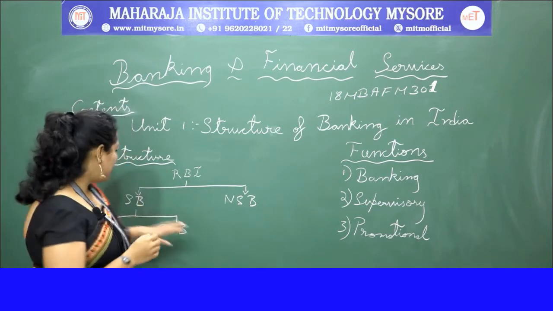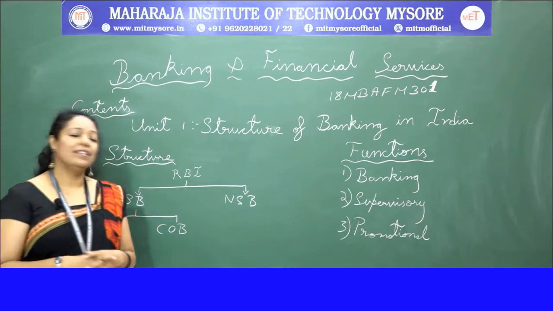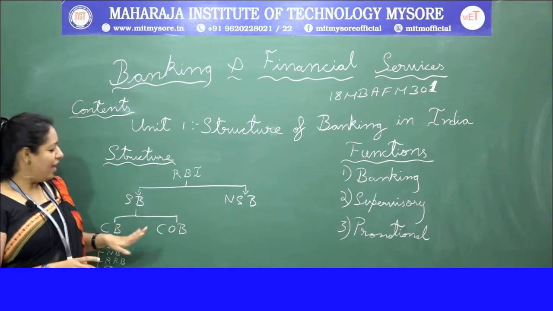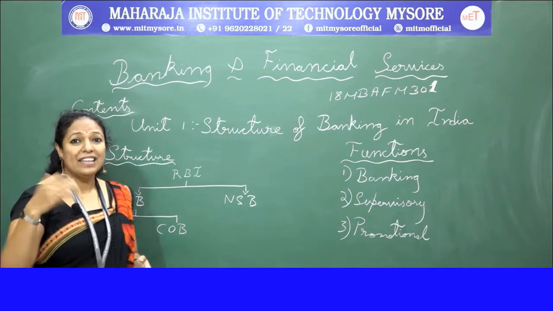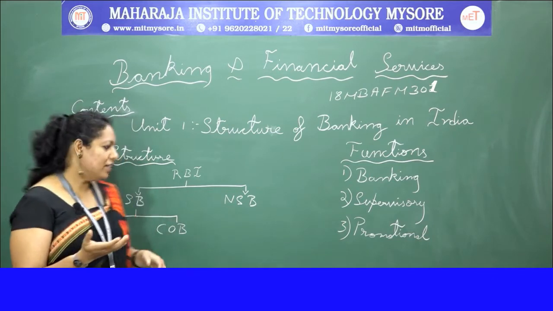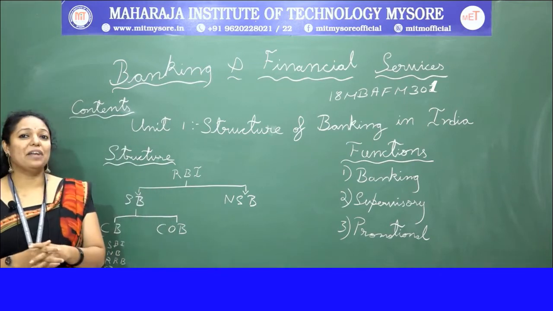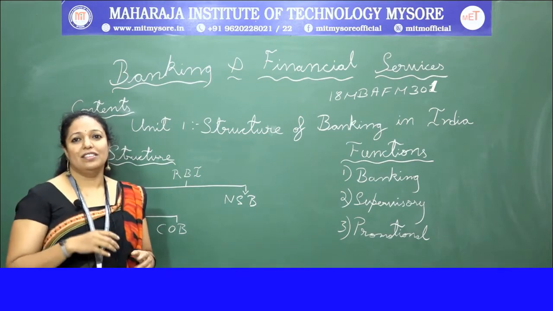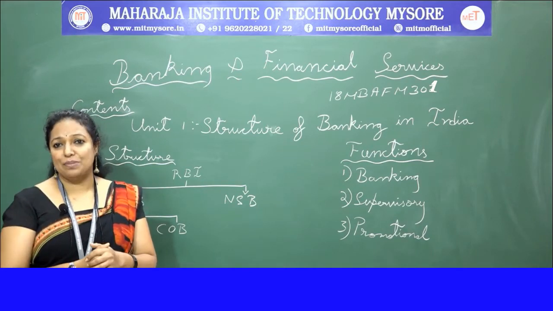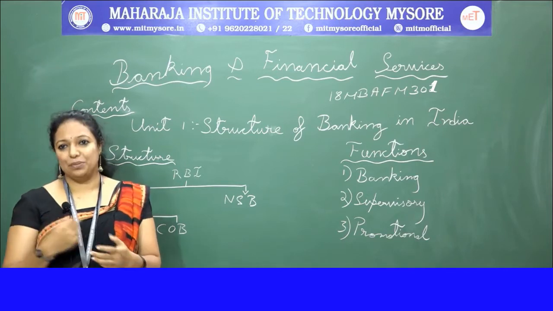Coming to the scheduled banks, there are two different categories: the commercial banks as well as the cooperative banks. Under commercial banks, there are different heads which we'll be discussing now. The first head under commercial banks is SBI, the State Bank of India, very famous, a high-priority bank which has been placed within the 200 position in the global banking index.